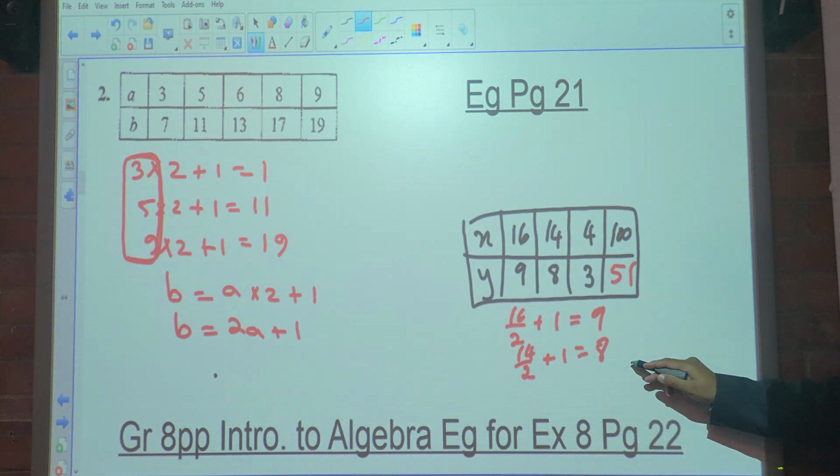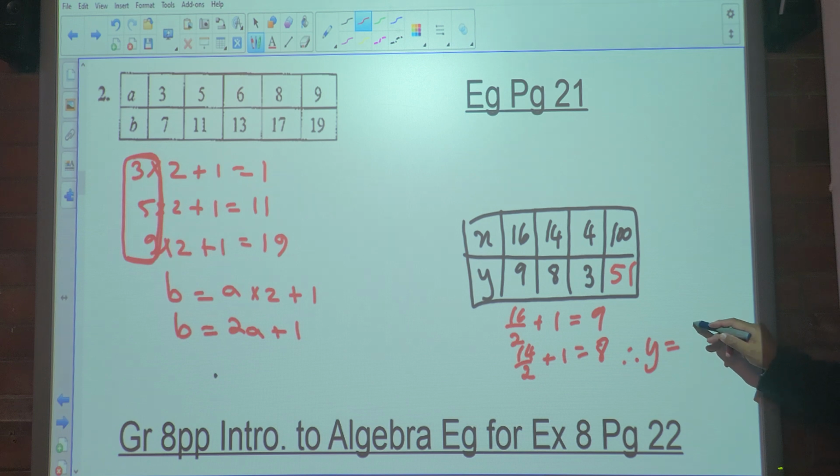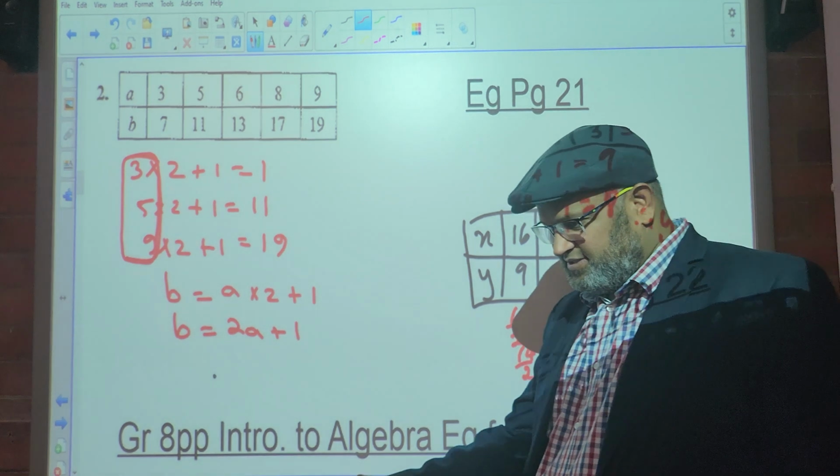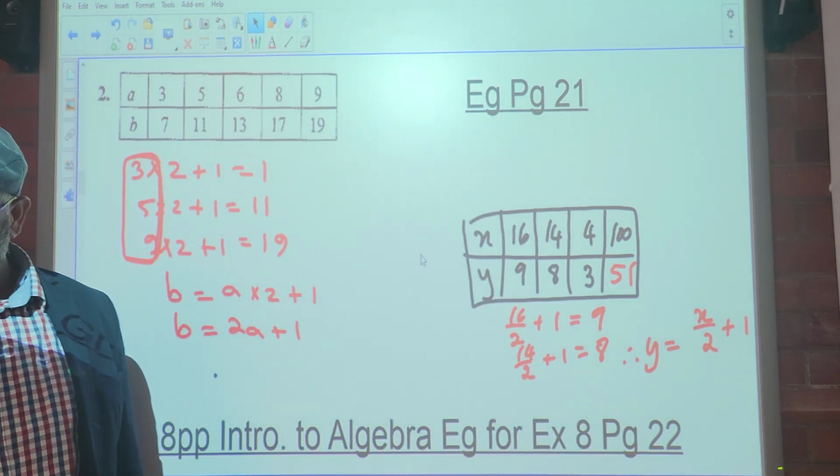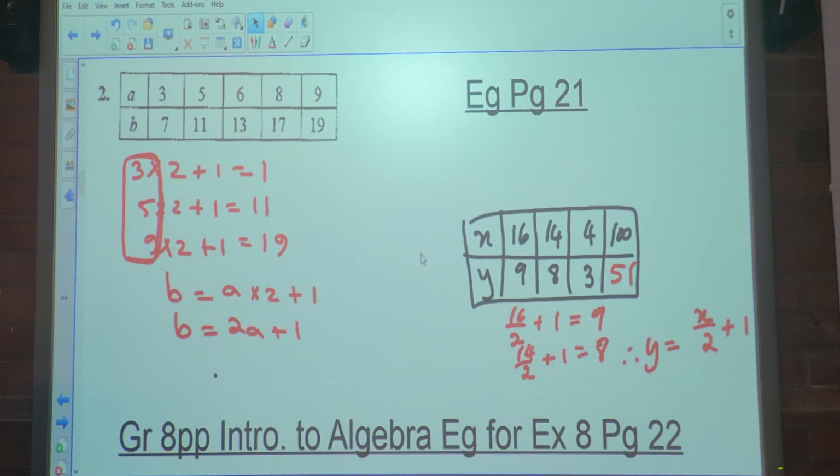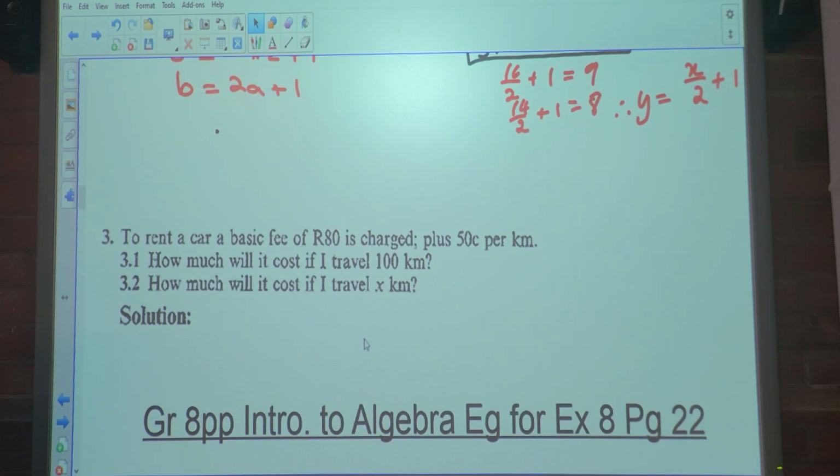So what's the formula? Y is equal to x divided by 2, plus 1. Right, you guys understand? Okay. Let's look at number 3.